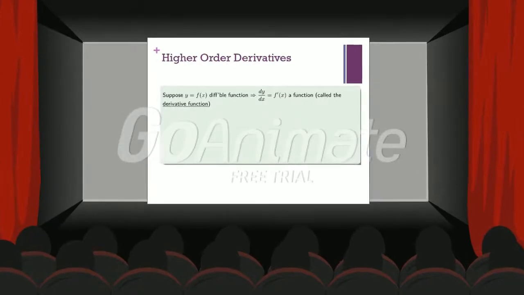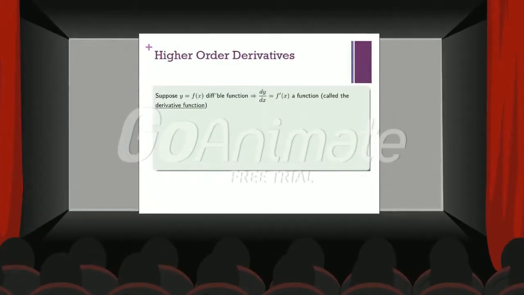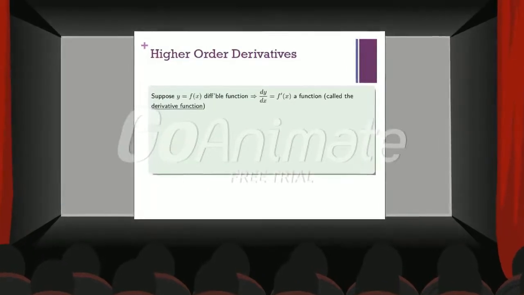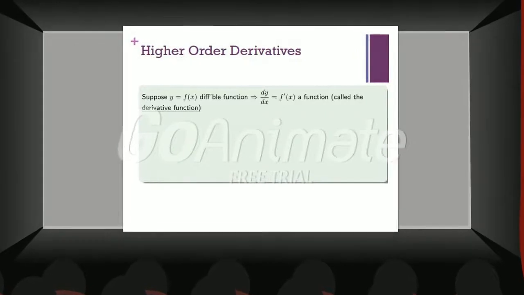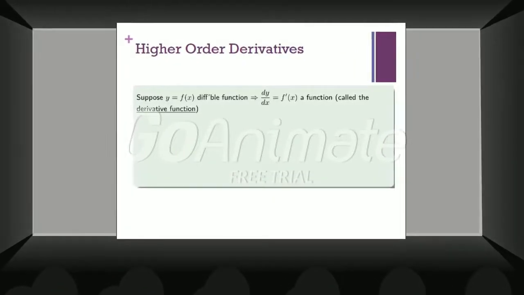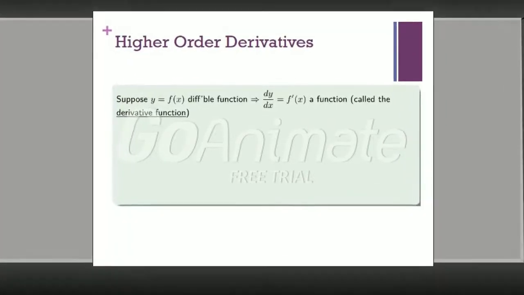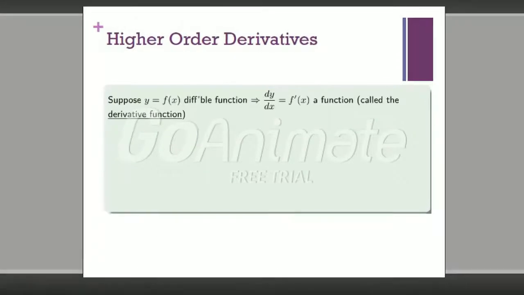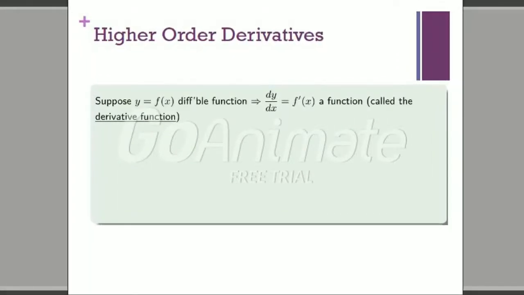Now, what are higher order derivatives? So suppose you have a function y equals f of x, and that function is a differentiable function, which means dy/dx is f prime of x, just notation, right? And this f prime of x is called the derivative function. Now, suppose that the derivative, as you know, is a function itself, right? F prime of x. So suppose that derivative function itself is differentiable.